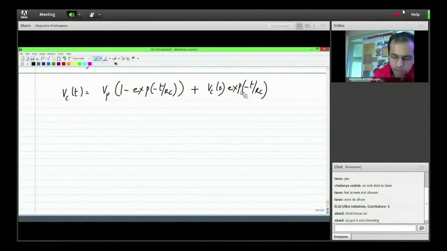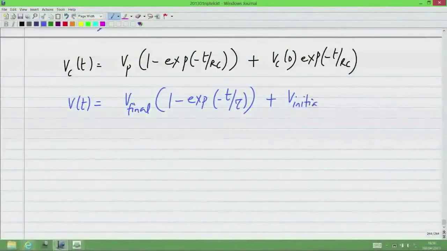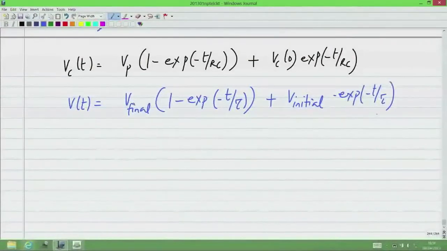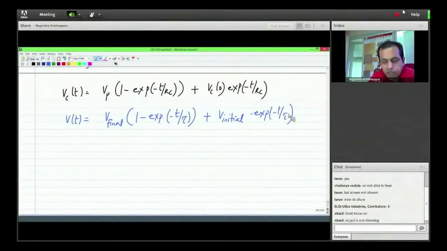So now, again, writing it in a more general form, V of t would be V final times 1 minus exponential minus t by tau plus V initial exponential minus t by tau. So compared to the previous expression, this gives you a slightly different interpretation. Exactly the same final solution, of course, but only the interpretation is different.